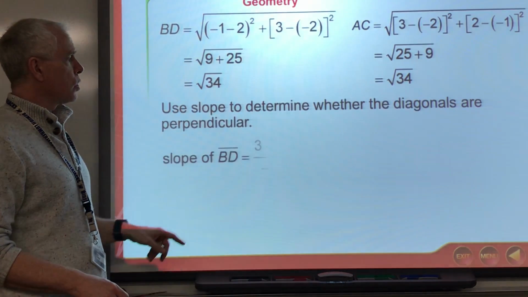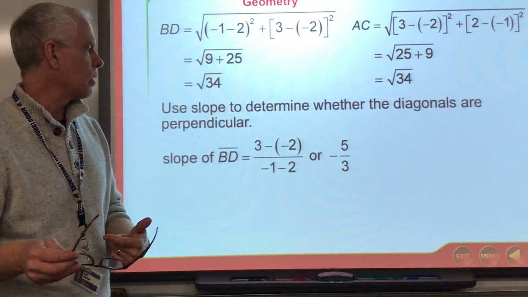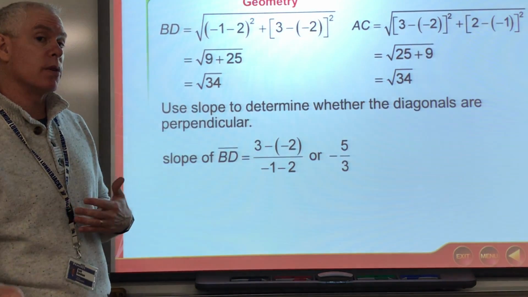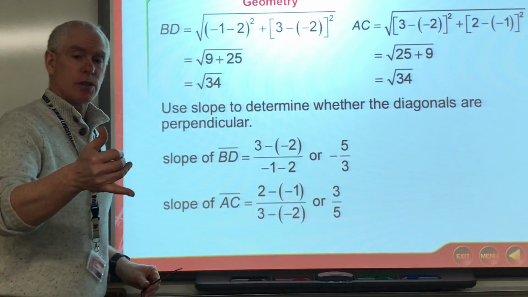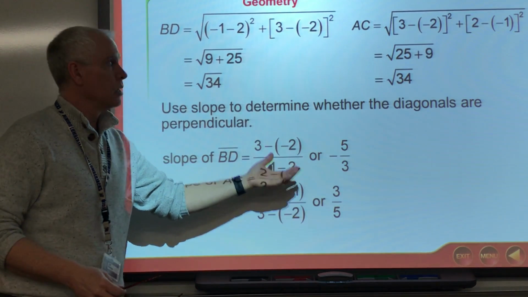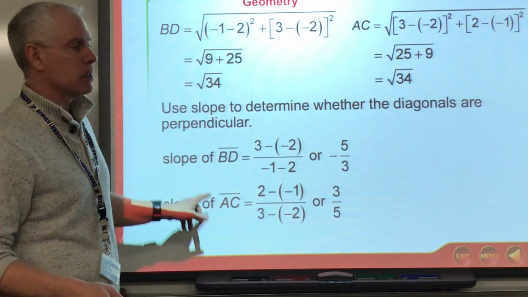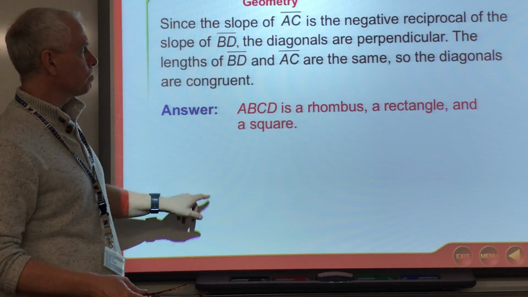Now we're going to measure the slope of the diagonals. The first one's negative 5/3. Now the opposite reciprocal of that would be 3/5. So if the other one is 3/5, which it is, then the diagonals are perpendicular because those slopes are opposite reciprocals, which makes it a rhombus. And if it's a rectangle and a rhombus, then it has to be a square. So I can conclude that it's all 3 of those.